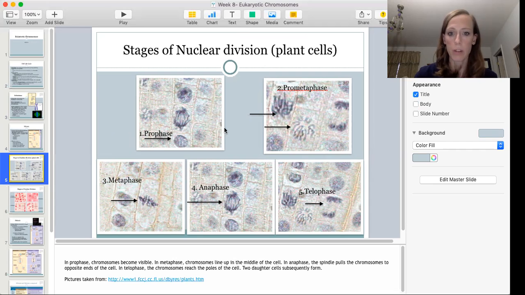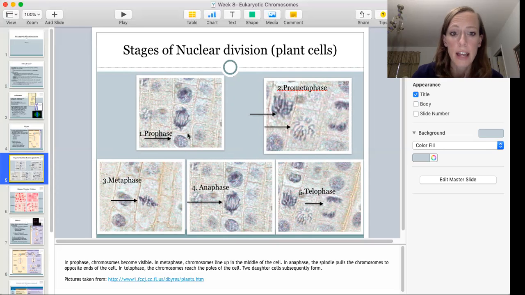So I've included these photos of each of the different phases of nuclear division. Now these are all plant cells. Okay, you're going to be looking at plant and animal cells in lab this week. But I'm pointing out in the first picture, this is an example of prophase, and I will distinguish it from this cell here, where you can see the nucleus and the nucleolus. And that would indicate that that cell is still in interphase. It has yet to undergo nuclear division, okay?